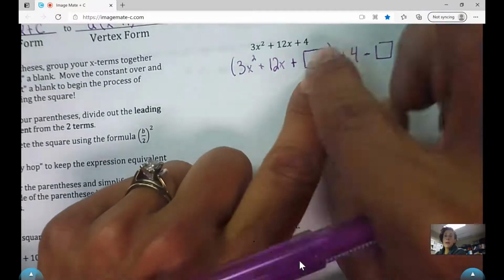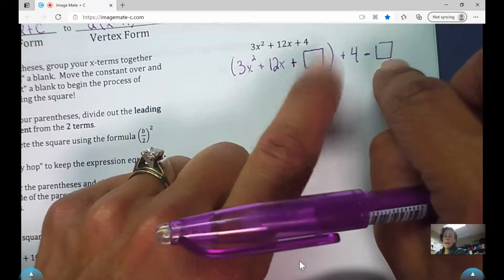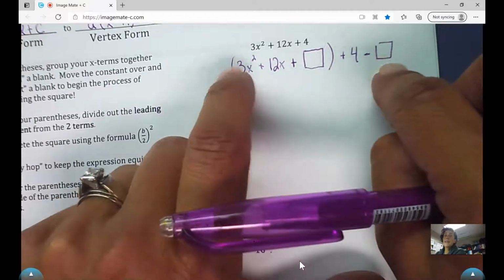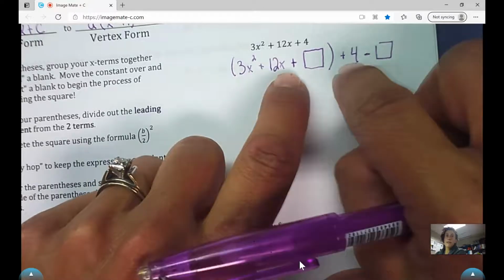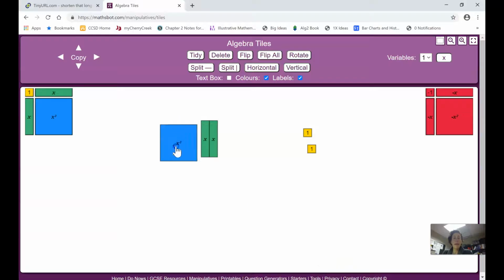So I'm going to add a square, and then outside of the parentheses, I'm going to subtract a square. Because if I add a number and then just take it away, this is still worth 3x squared plus 12x plus 4. I haven't changed it. It's still equivalent. Okay? So, like I said before, I never worked with anything that had 3 of these.